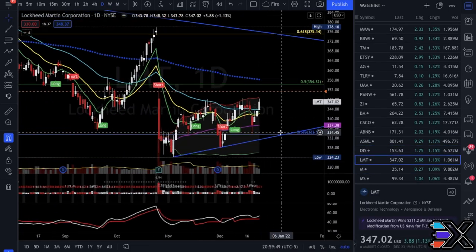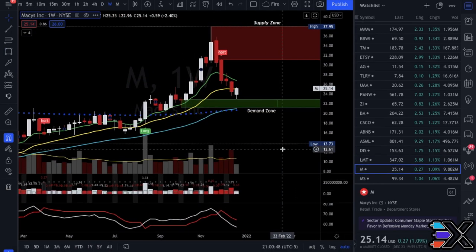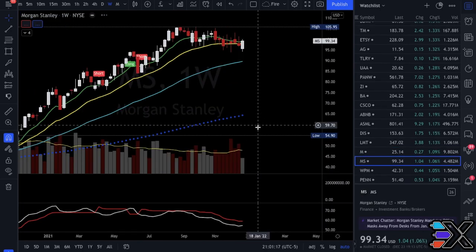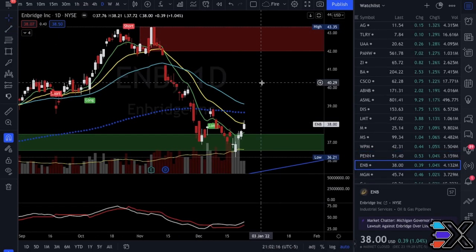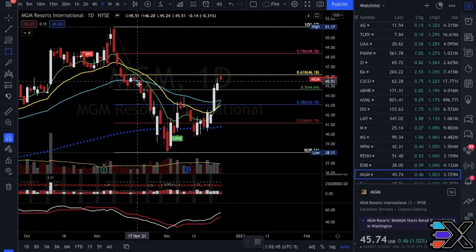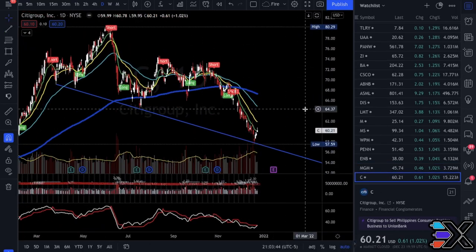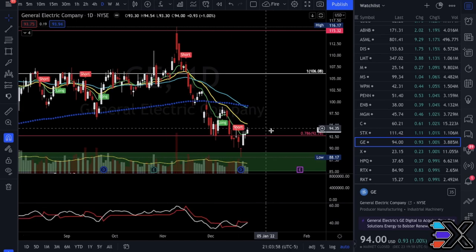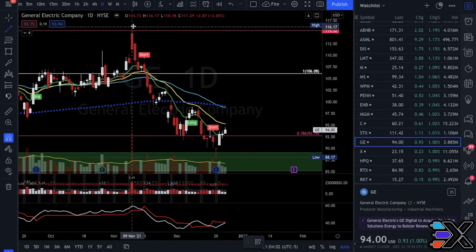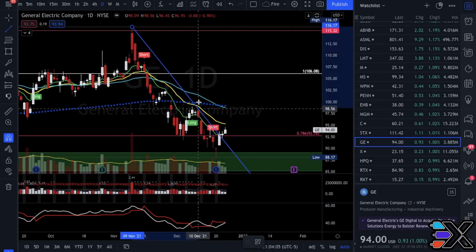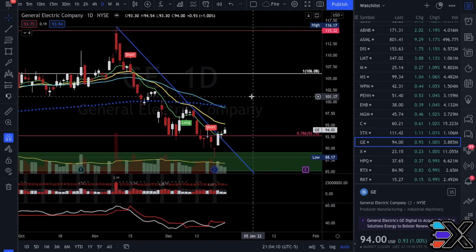That Disney setup is really good, but it was in supply, so I didn't mark it. LMT had a big gap overhead. Macy's, nice demand zone bounce. MGM looks like it's at supply and a 61.8, so that'd be a good rejection. And then GE, I'm almost positive this is a downtrend breakout. Yep. So we got GE, General Electric, one day downtrend breakout.